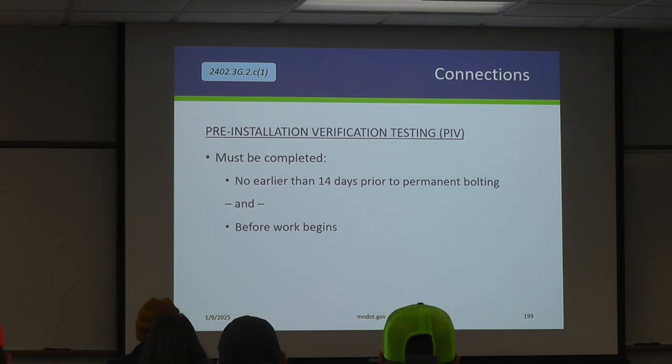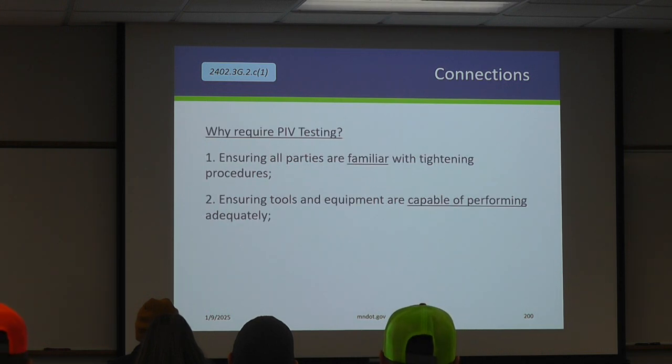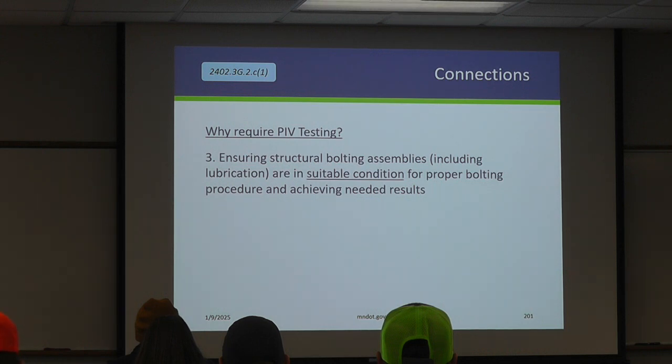So what is PIV? PIV is a task that we're going to do 14 days prior to permanent bolting, prior to the work beginning. And we do this to ensure that all parties are familiar with the procedures. So you're going to use the same equipment that you're going to be using up in the steel. You're going to check the tools to make sure that they can perform and get to the load that we're looking for. We want to make sure that the bolt assemblies themselves still have the proper amount of lube.